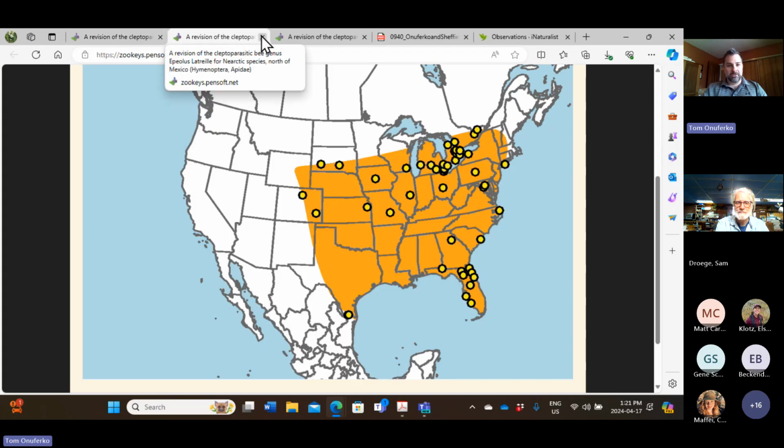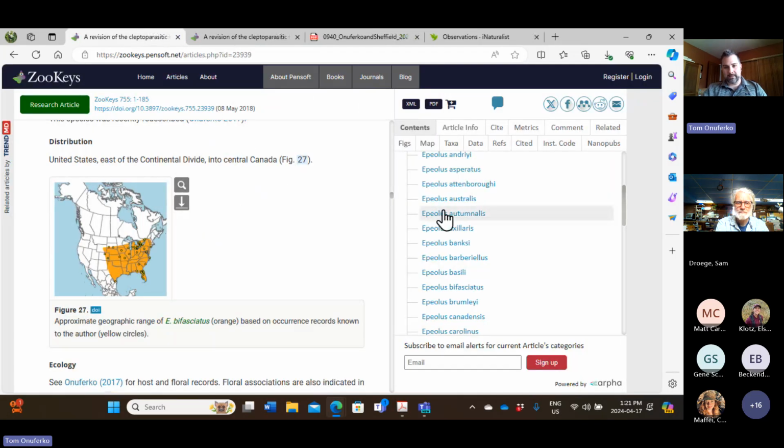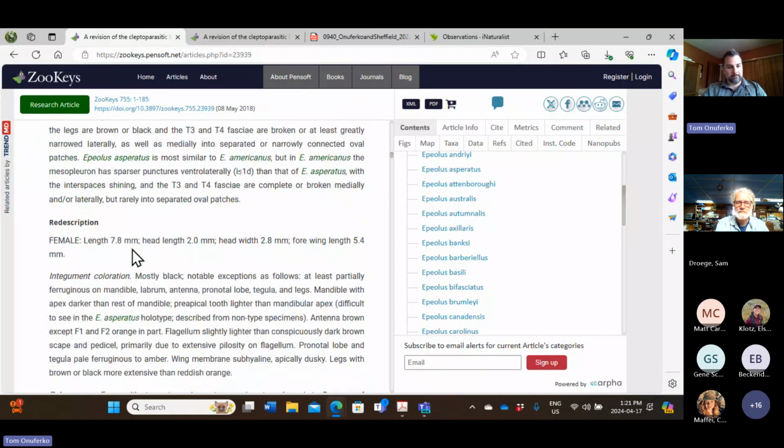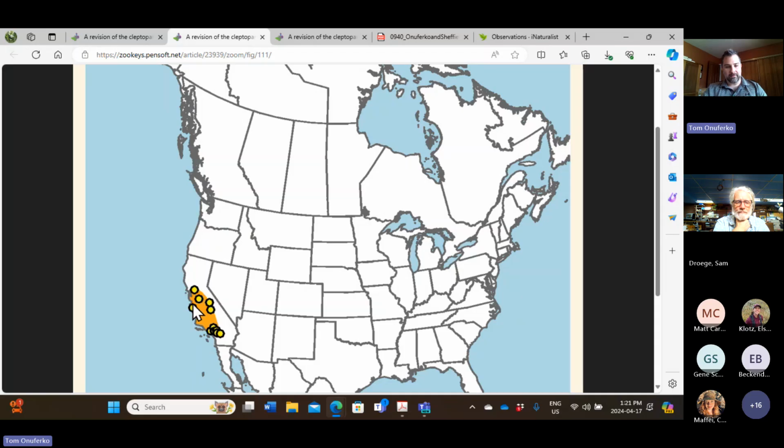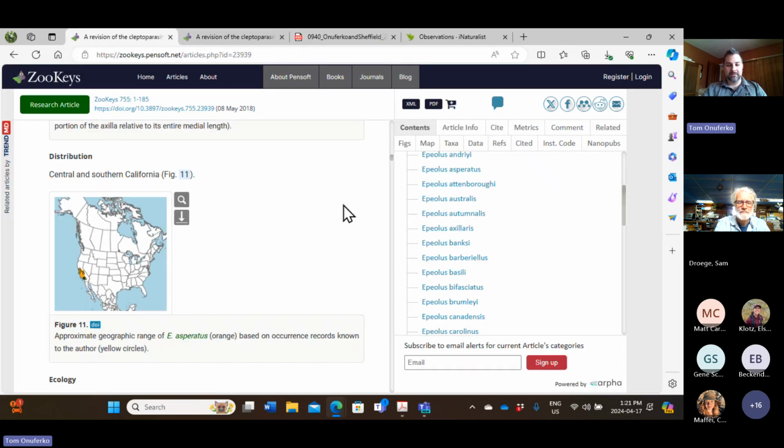So the maps are useful. There are certain things, like Epeolus asperatus, I wouldn't expect to find far beyond California, given that all the records that I've seen are from that state. So if you have one in Kansas or Nebraska, that's probably another species that's very similar to it, probably Epeolus americana. So you can use the maps to guide you in identifying things.